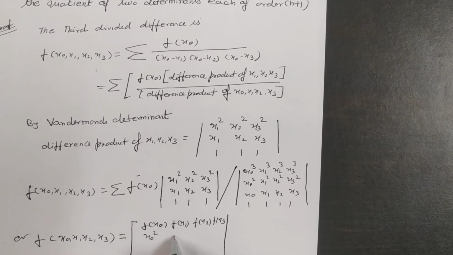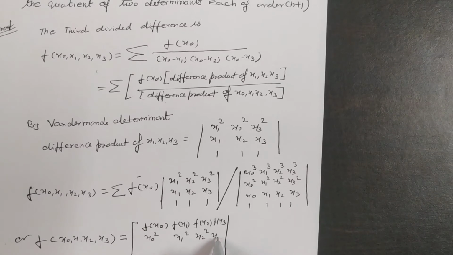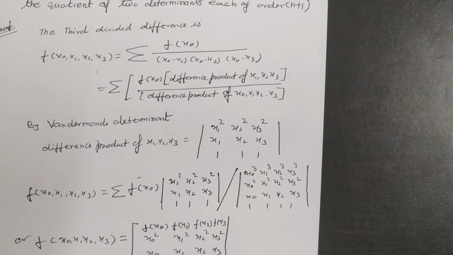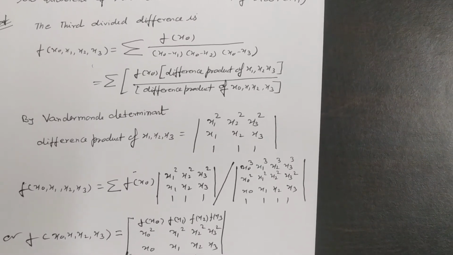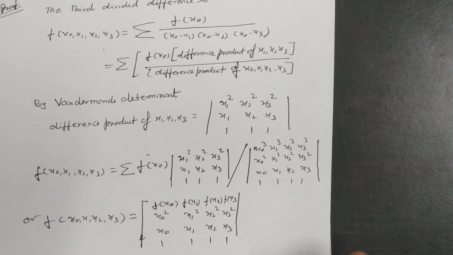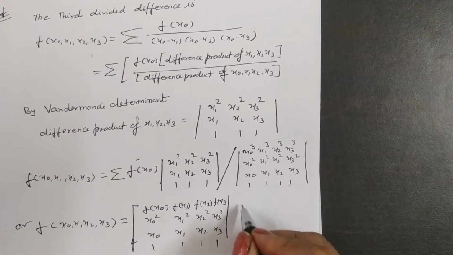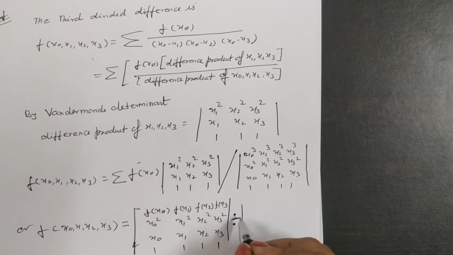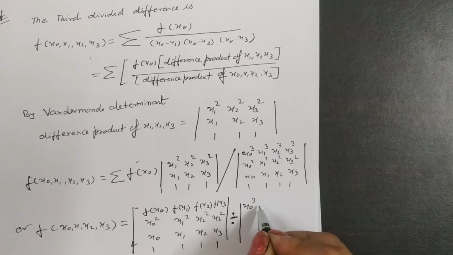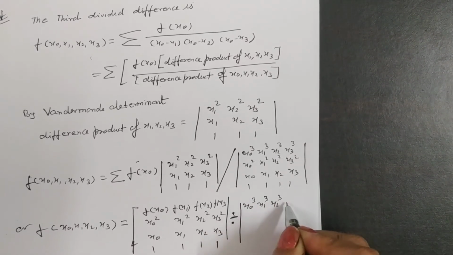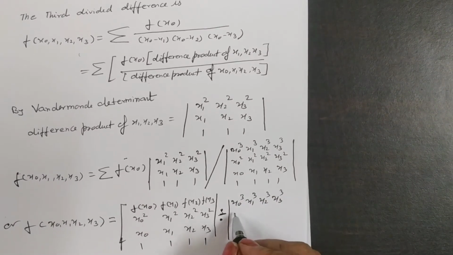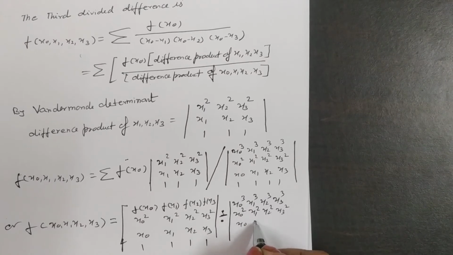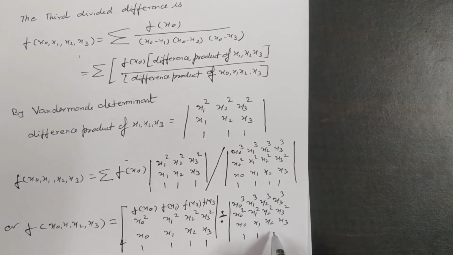x0 square, x1 square, x2 square, x3 square; x0, x1, x2, x3; 1, 1, 1, 1. If you are operating f of x0, is it clear? If you are operating this one, then you get this one, and divided by the same. Or you can say that this is divided by x0 cube, x1 cube, x2 cube, x3 cube, and x0 square, x1 square, x2 square, x3 square, x0, x1, x2, x3, 1, 1, 1, 1, like that.